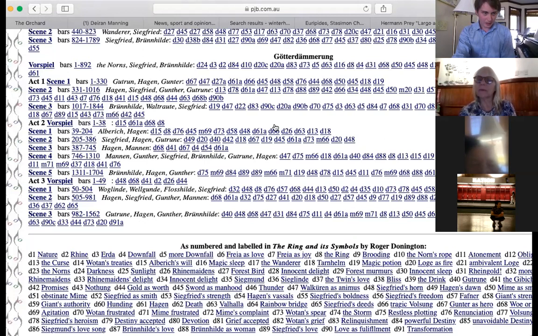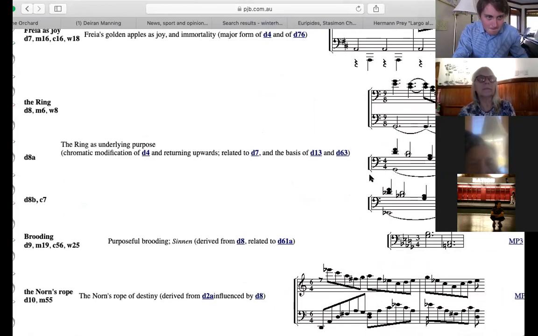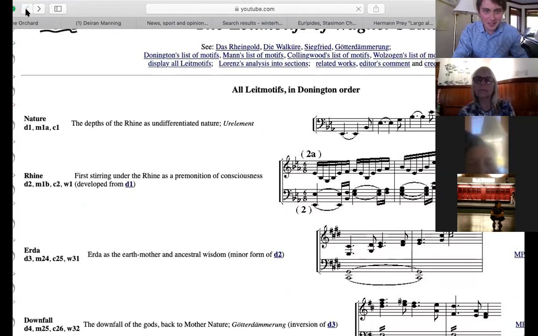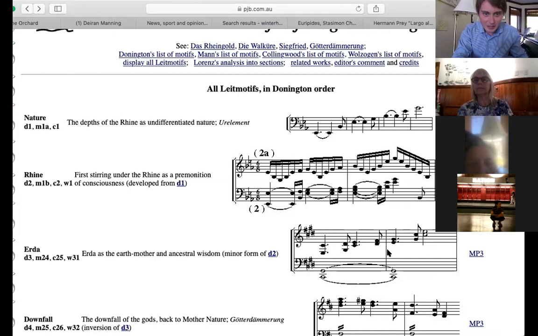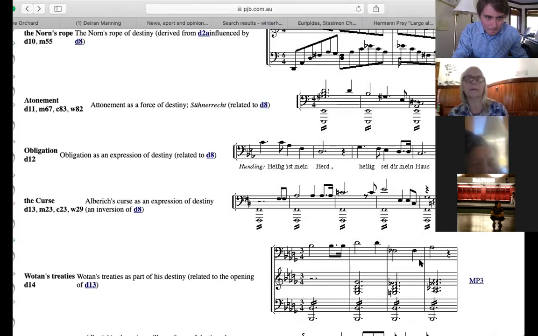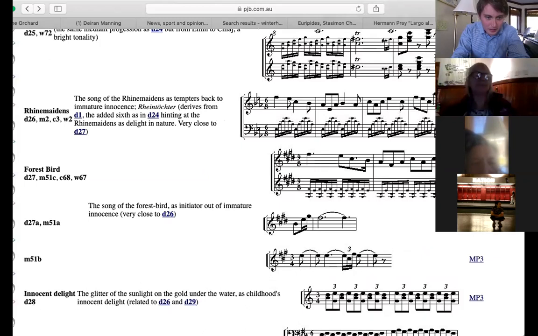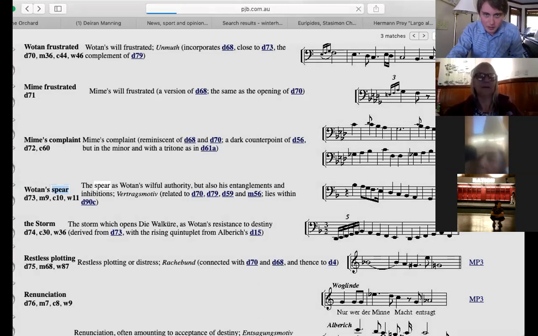Aha, here we go. Forgot how complicated this site was. Someone has a lot of time to look through their leitmotifs. All right, well, nature is not a good one. Wotan. Let's find this. Okay, here we go. Wotan's spear. Let's play this one. All right, well then, okay, I can play it on this too.